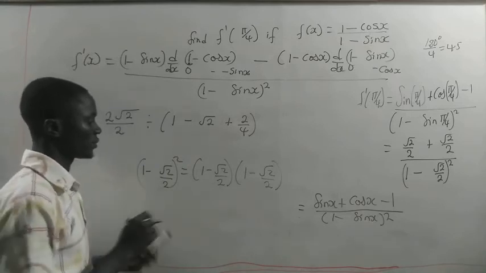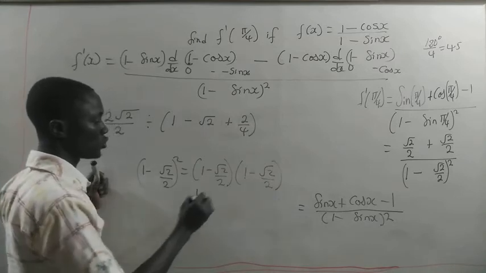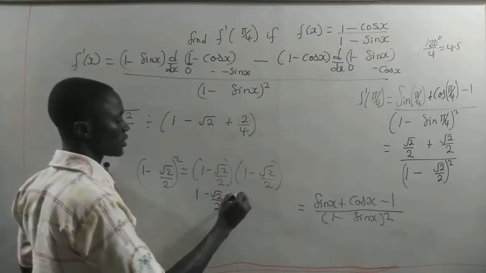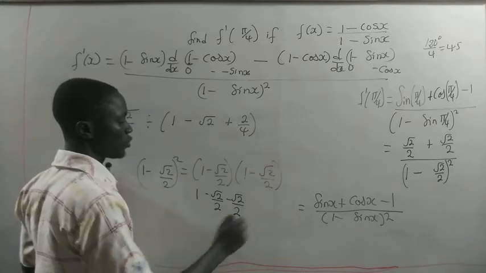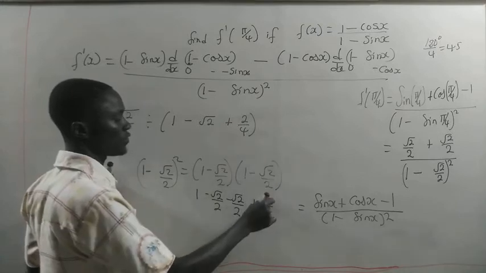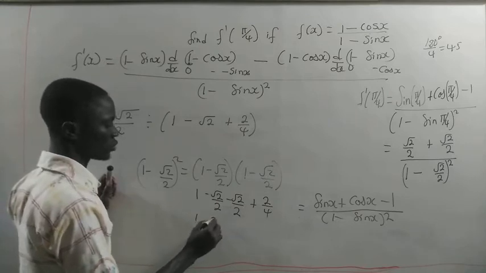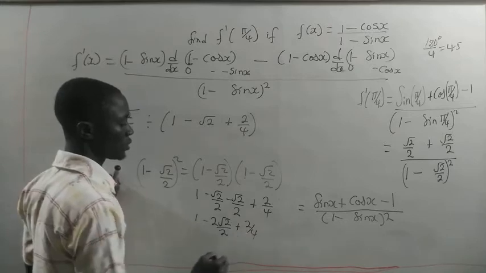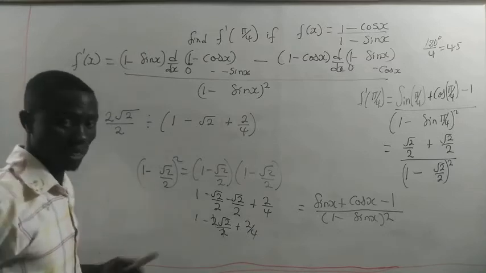So here, 1 times 1 is 1. 1 times negative root 2 on 2 is minus root 2 on 2. And minus root 2 on 2 times 1 is minus root 2 on 2. And if we multiply this, we're going to have positive 2 divided by 4, because root 2 times root 2 will give us 2, and 2 times 2 is 4. If we add this, we have 1 minus 2 root 2 on 2 plus 2 on 4. And you see that this will cancel this, and we have root 2 here. Correct. So let us move on.